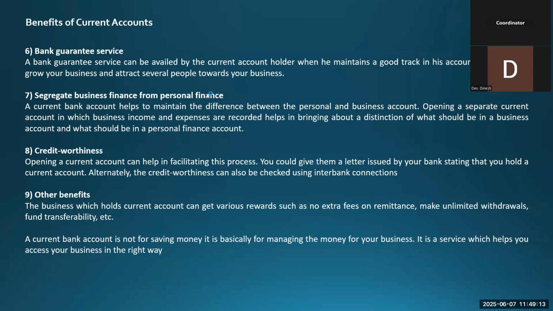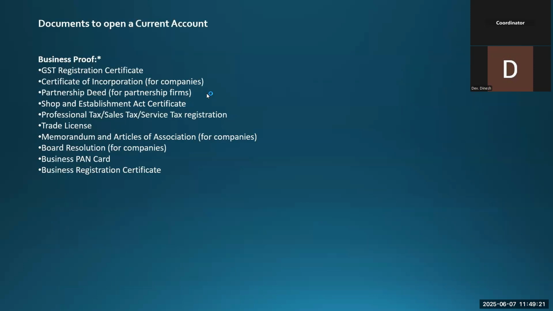Transferability, etc. Current account is not for savings money, it is basically for managing the money of your business. So it is very important to note not to mix the savings accounts and the current accounts. The transactions in a savings account are for personal purposes, savings purposes. The transactions in a current account are for business purposes, both to collect money and to make payments.